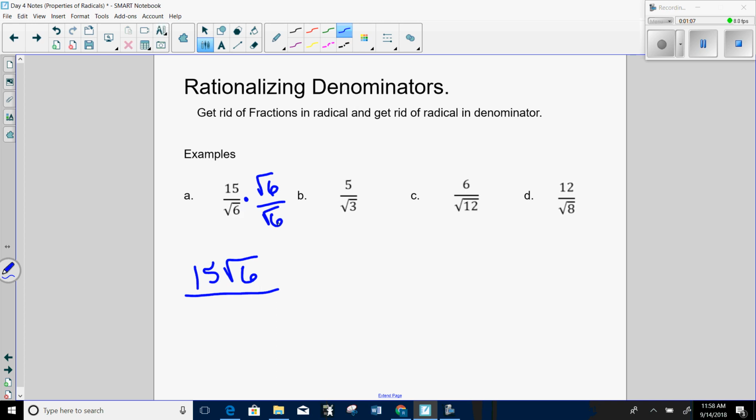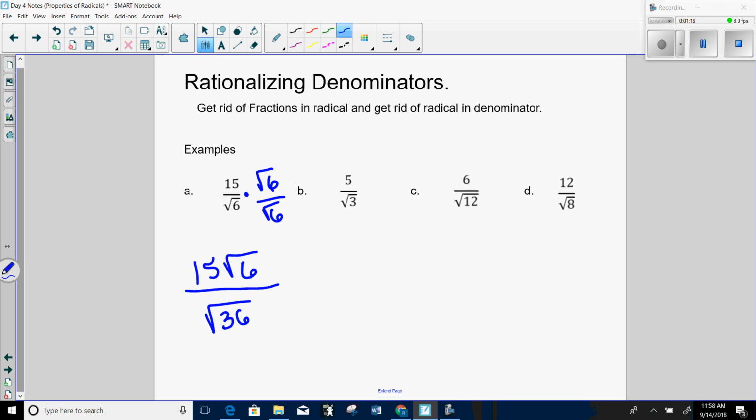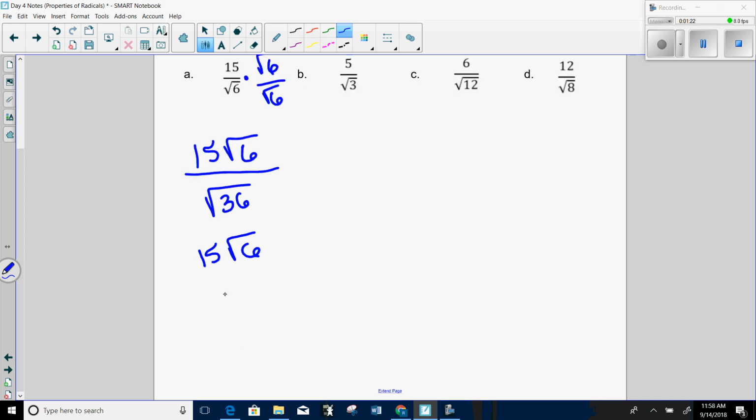Over, when you multiply the square root of 6 and the square root of 6, you get the square root of 36. Well, the square root of 36 is just 6. So we have 15 square root of 6 divided by 6. Then what happens is we have to reduce. Can we reduce any of this right here? 15 and 6, those are both outside the radical. We can reduce those. Both 15 and 6 have a 3, so we can take out a 3, and you get 5 over 2. The 6 is inside the radical. It does not reduce with any of those other numbers, and that would be your final answer.